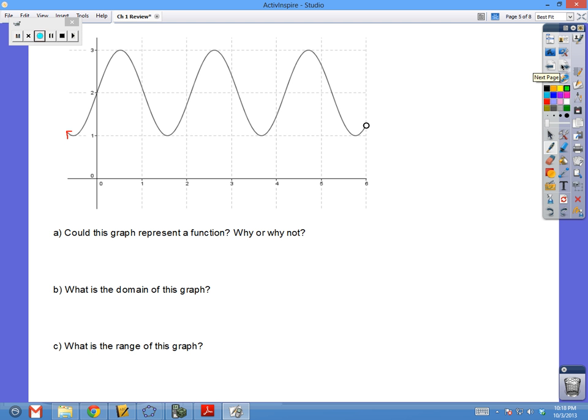Okay, this picture right here, could it represent a function? Yes, because of the vertical line test. There is nowhere on this graph where, if I draw a vertical line, it intersects the graph more than once.